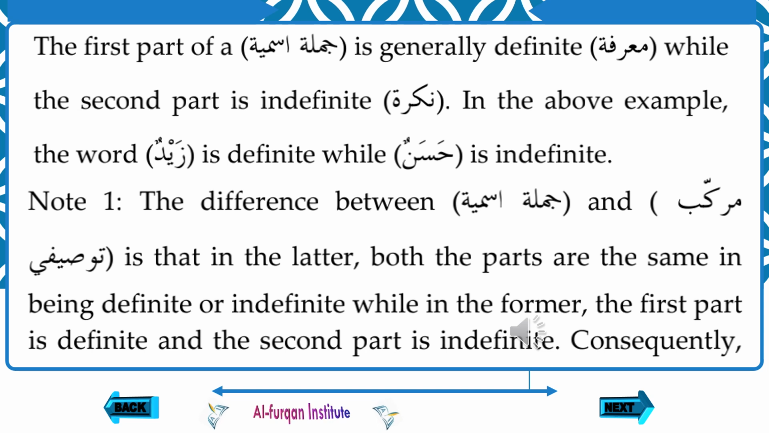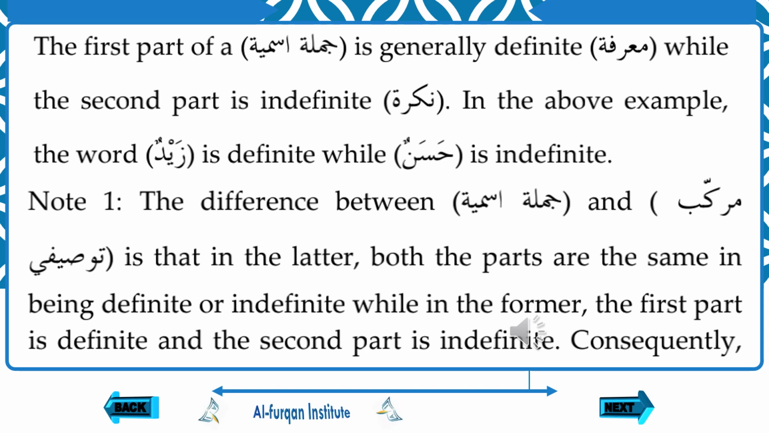Let me make another example. We have al-waladu nashitun, that is the boy is active. Al-walad here, the boy, is with al, which is definite, the mubtada, and nashit, active, is the khabar, that is the predicate, and it is indefinite. Al-waladu nashitun, the boy is active.